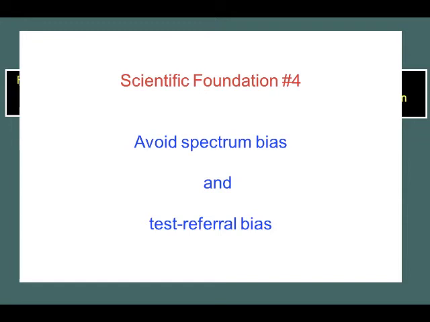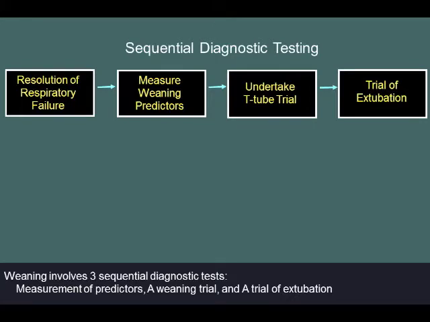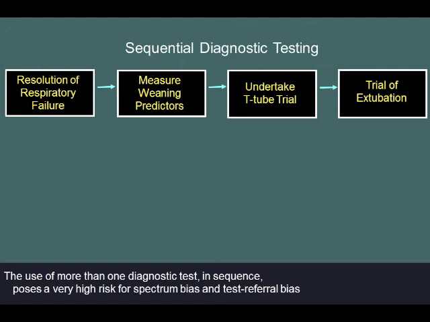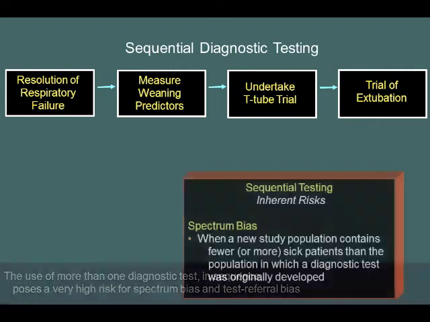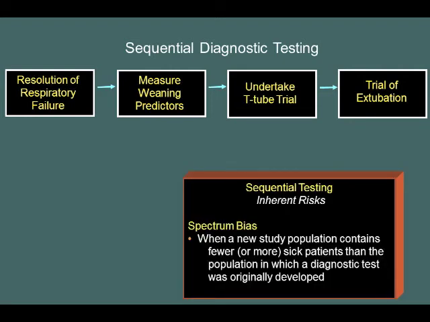The fourth scientific foundation is to avoid spectrum bias and test referral bias. Weaning involves several diagnostic tests done in sequence: measurement of predictors, performance of a weaning trial, and then a trial of extubation. The use of more than one diagnostic test in sequence poses a very high risk for the occurrence of spectrum bias and test referral bias. Spectrum bias occurs when a new study population contains fewer or more sick patients than the population in which the diagnostic test was originally developed.